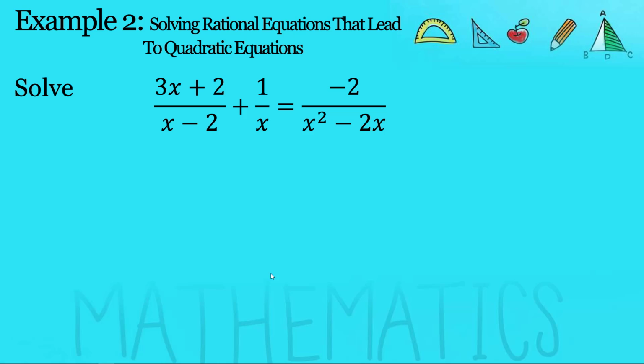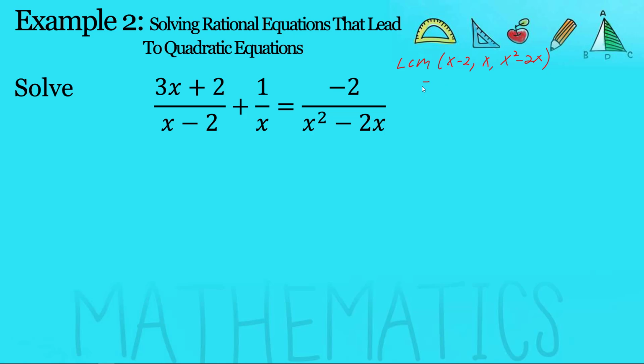This is a rational equation which will turn into a quadratic equation, which means that solving it might be a little trickier than the first problem, but nonetheless it should still be doable. Now once again, what we want to do is multiply both sides by a common denominator, and the common denominator is going to be the least common multiple of x minus 2, x, and x squared minus 2x.